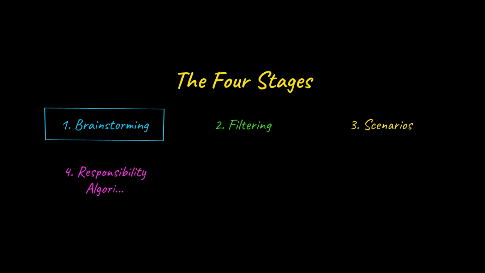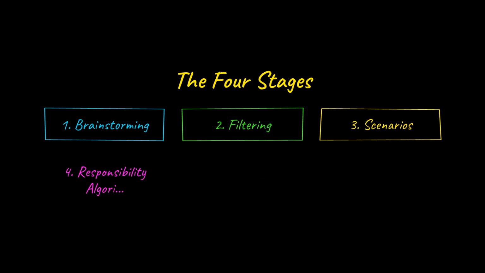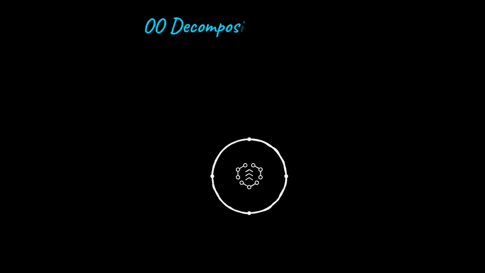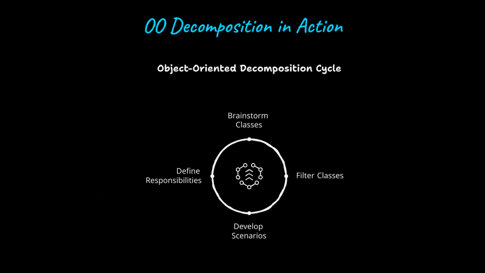The methodology moves through four stages: brainstorming every candidate class, filtering out redundant or unnecessary ones, walking through scenarios to validate collaboration, and writing responsibility algorithms that define how each class fulfills its duties. In practice, a team might brainstorm classes like product, supplier, and order, then filter and merge overlaps, walk through a shipment scenario to catch missing pieces, and finally document how each class does its job.